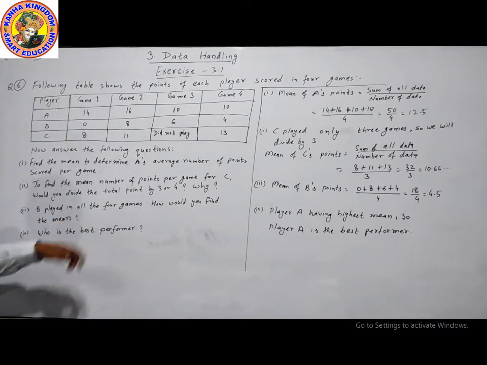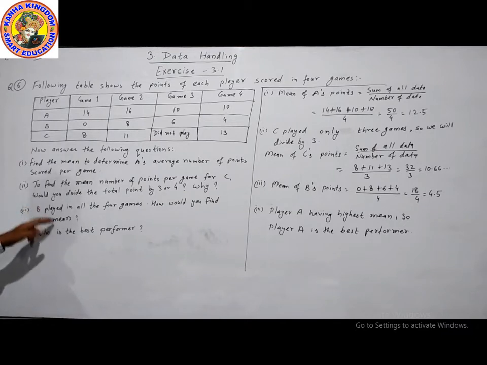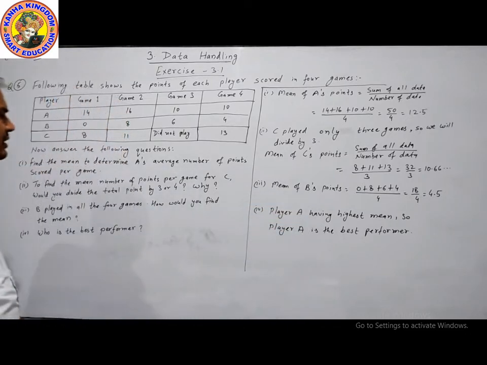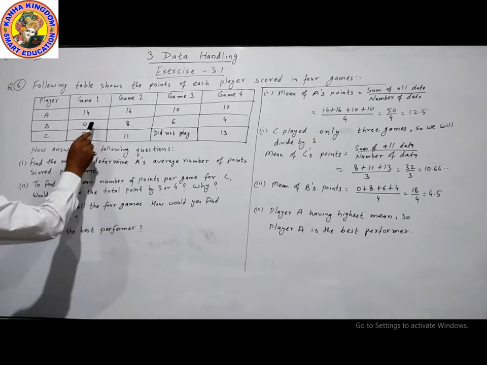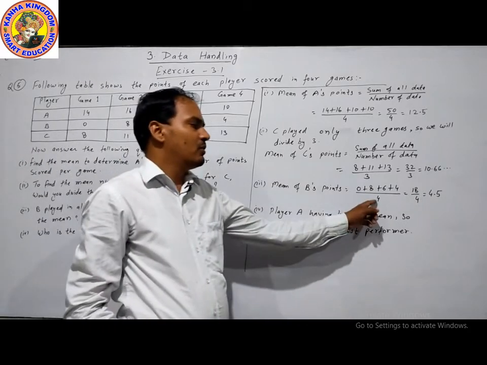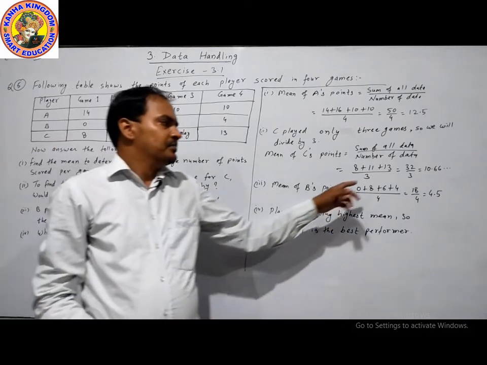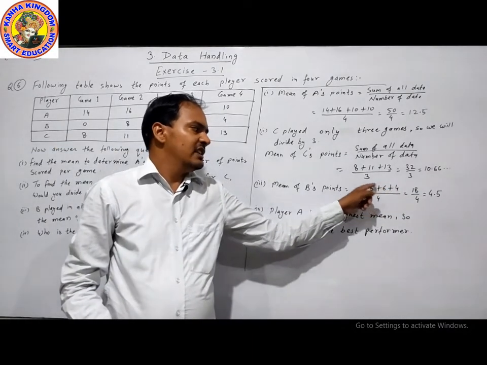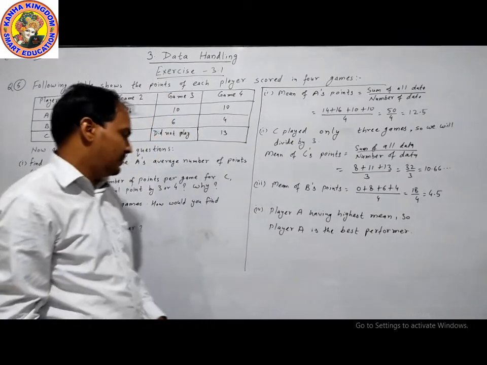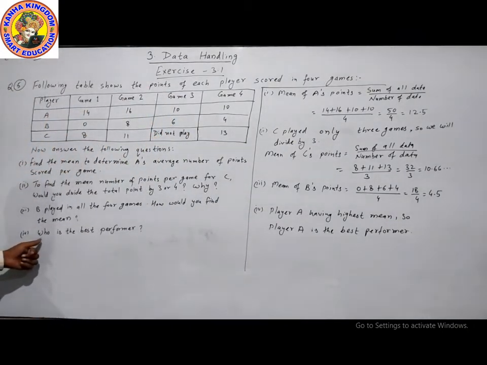Now question number 3. B played in all 4 games. How would you find the mean? We will find the mean of player B. Mean of B's points is sum of all data, 0 plus 8 plus 6 plus 4, divided by number of data, 4. 4, 6, 10, 18. 18 upon 4. Answer is 4.5.